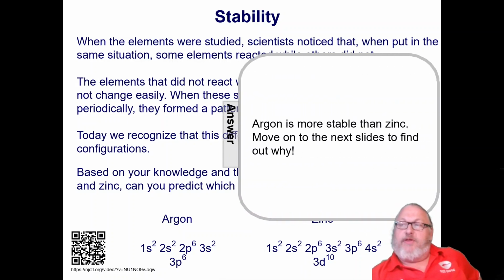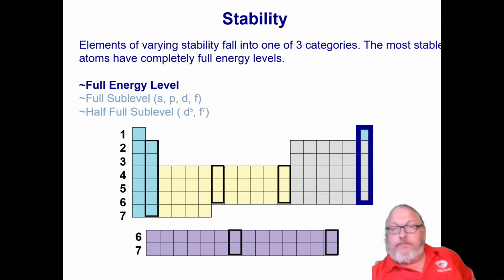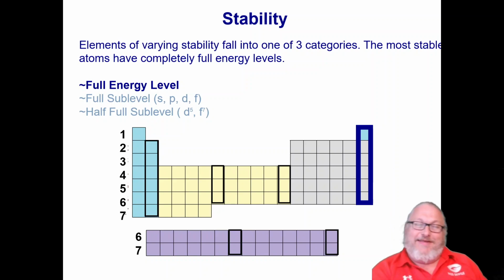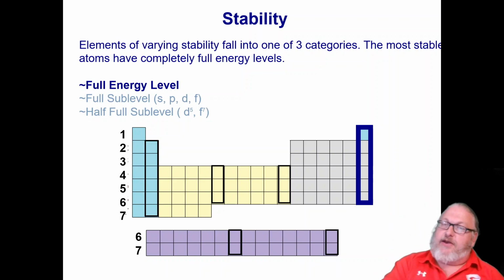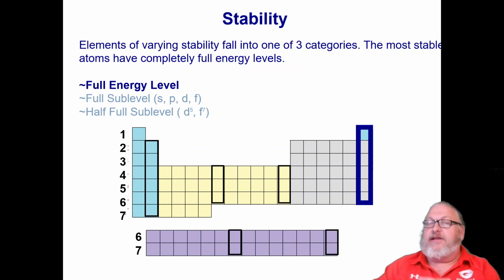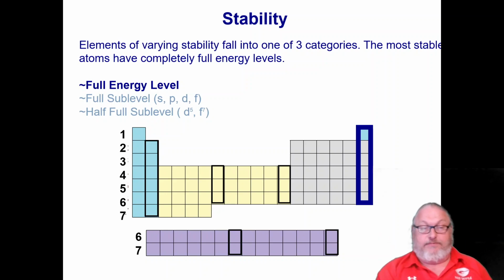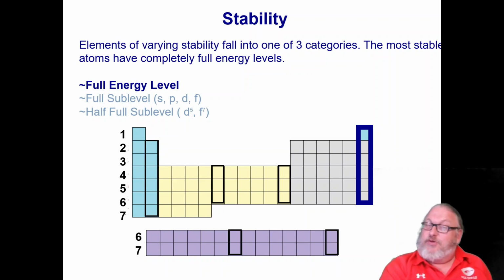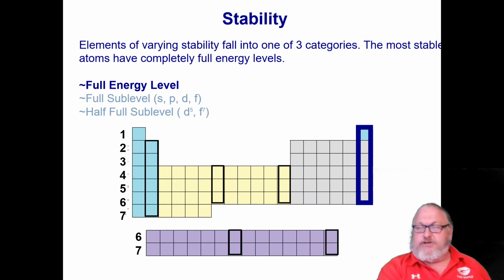And of course, we know that argon is more stable than zinc. All right, now we're going to find out why. So, we have different varying levels of stability, and we've got three categories we put them in. The most stable atoms have completely full energy levels, right? And what are those? The noble gases. That's why they're inert, because they pretty much can't react until you get really, really big. We're not going to talk too much about that this year.